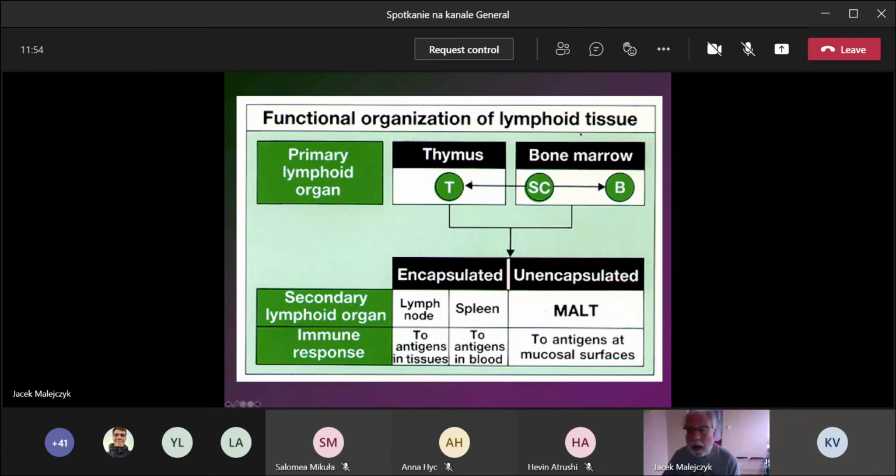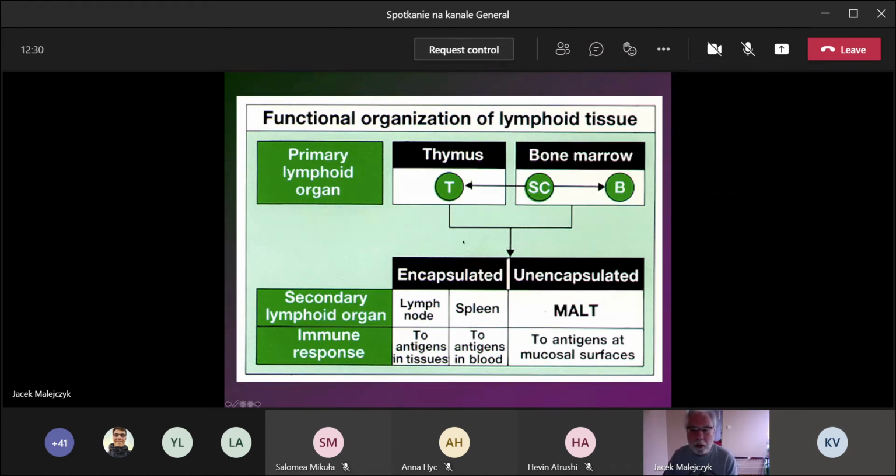So the B cells stay in the bone marrow and undergo military education at site, let's say, whereas the T cells go via circulation to the thymus. So we have primary lymphoid organs which serve as military schools. When educated, the cells from the primary lymphoid organs leave these organs and go to serve outside. And they settle down in what we generally call the secondary lymphoid organ.